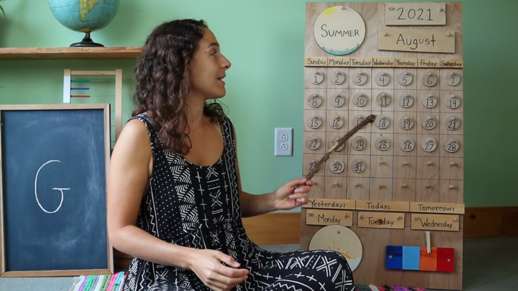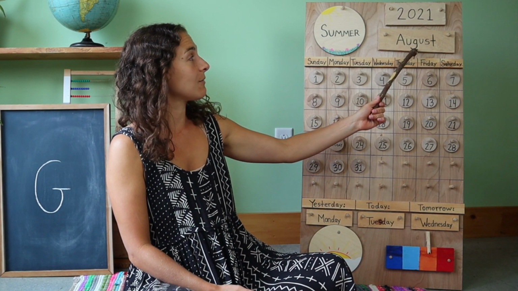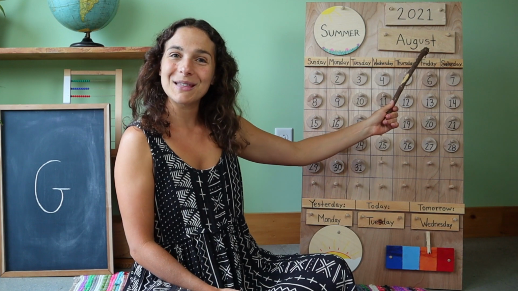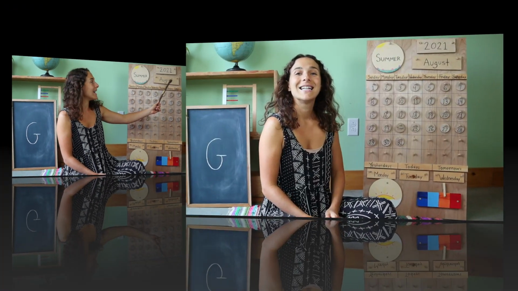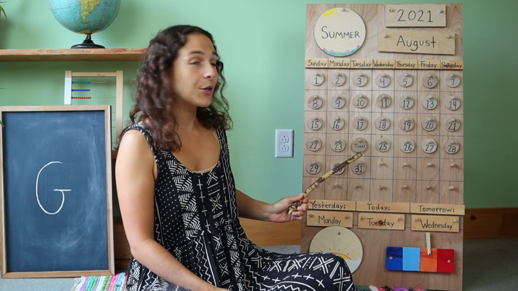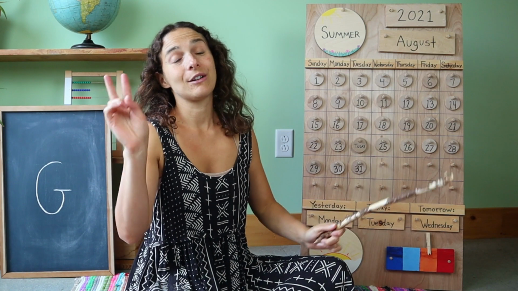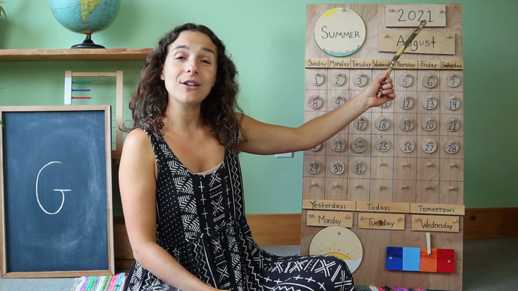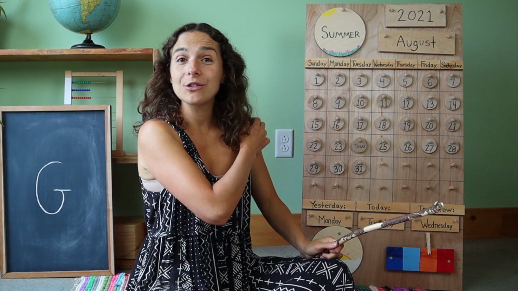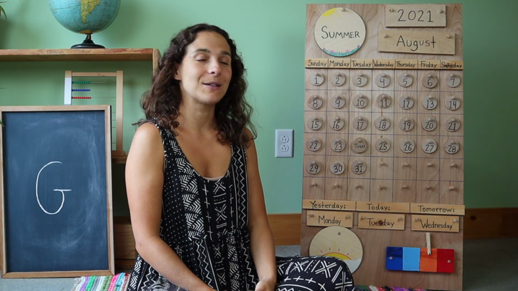Behind me, I have the calendar and weather chart. Let's go over the month first, which is right up here. Do you know what the month is? August. That's right. Today is August 24th. And right up here we have the year. There are 2 ways that you can say the year. You can say that it's 2021, but you can also say that the year is 2021. Both of those ways are correct.